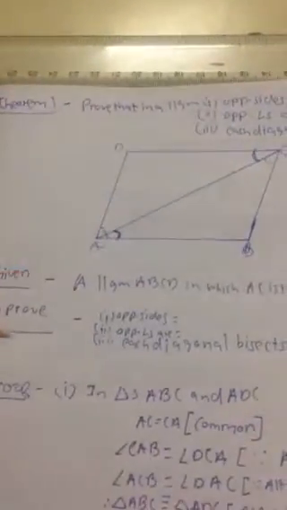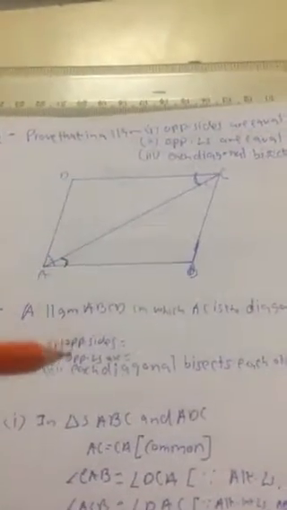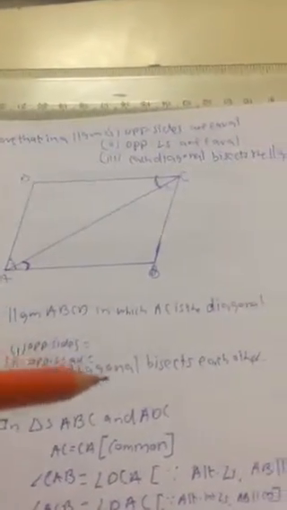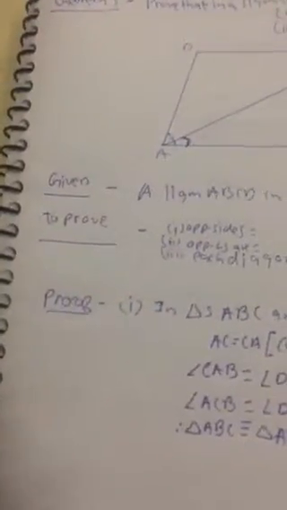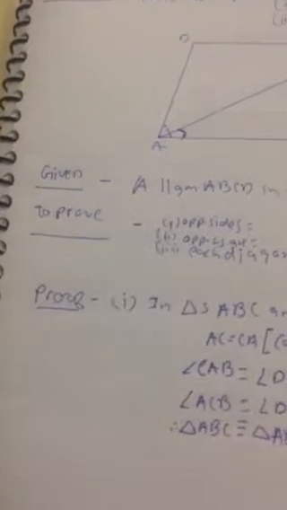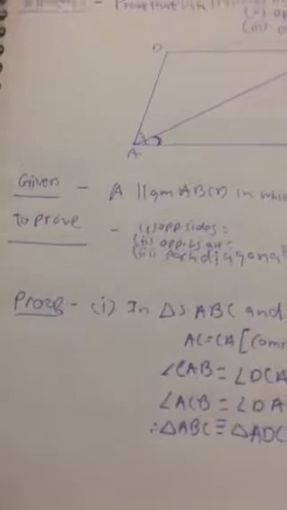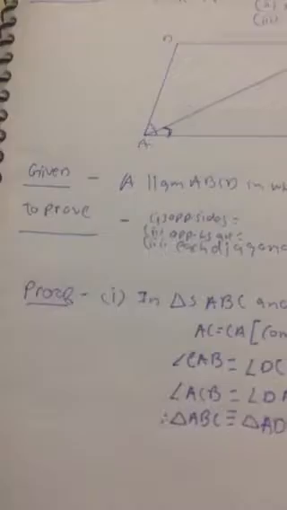Okay. Next is to prove. What we have to prove? Opposite sides are equal, then opposite angles are equal, and each diagonal bisects the parallelogram. Now I don't have to write the construction, because there is nothing to construct in this proof. Let us proceed with the proof.